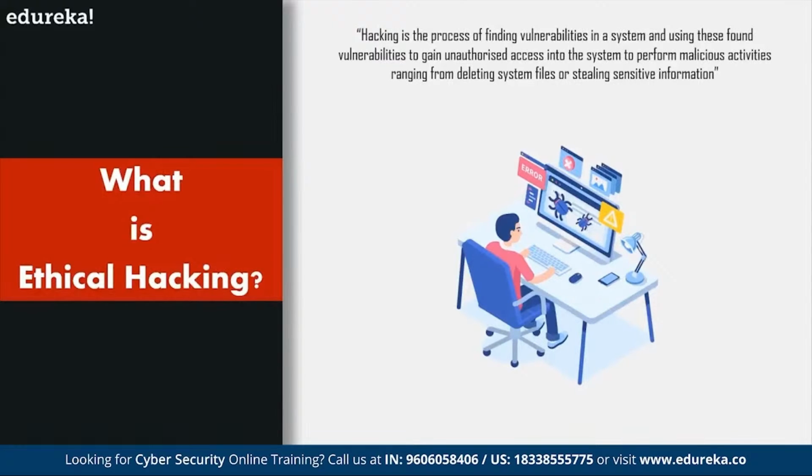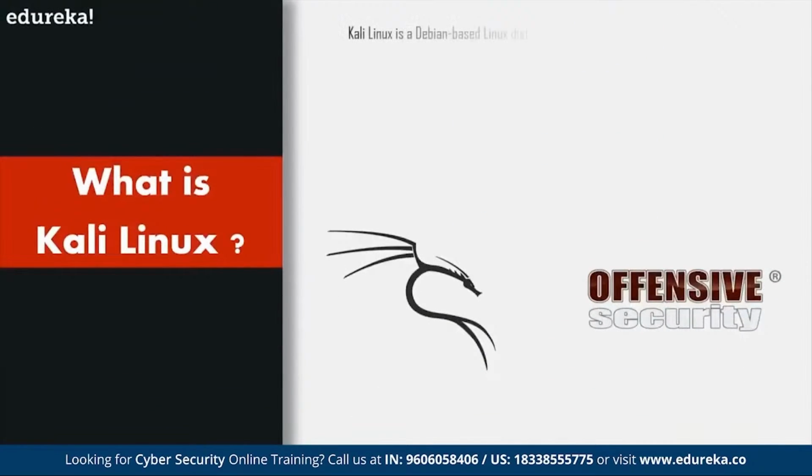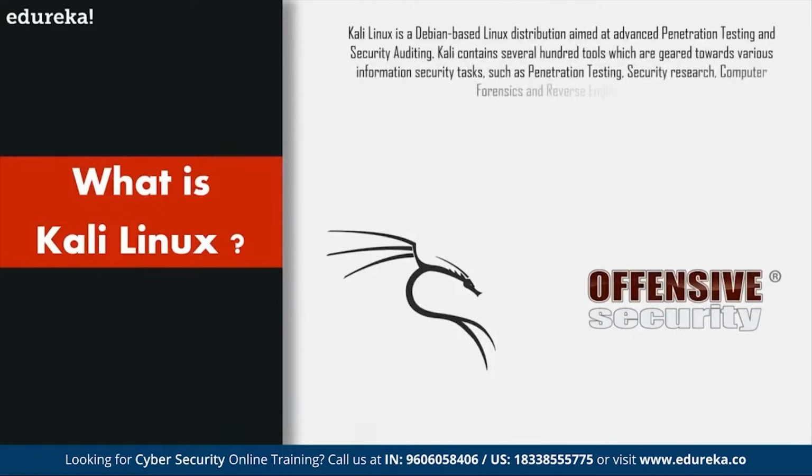So now that we know what exactly ethical hacking is and who ethical hackers are, let's move over to the hero of our video today, and that is Kali Linux. Now, Kali Linux is a Debian-based Linux distribution aimed at advanced penetration testing and security auditing. Kali contains several hundred tools which are geared towards various information security tasks, such as penetration testing, security research, computer forensics, and reverse engineering. Kali Linux is developed, funded, and maintained by Offensive Security, a leading information security training company. Now, Kali Linux was released on the 13th of March 2013 as a complete top-to-bottom rebuild of Backtrack Linux, adhering completely to Debian development standards.